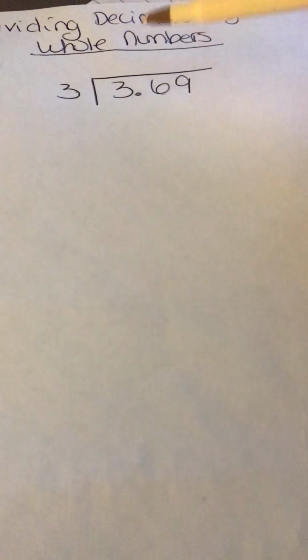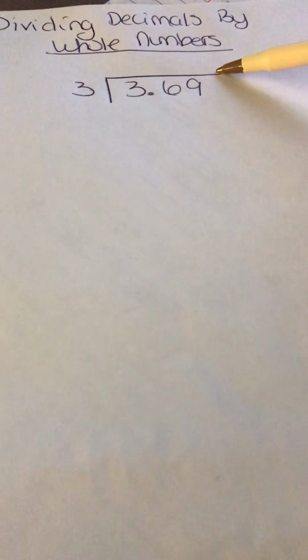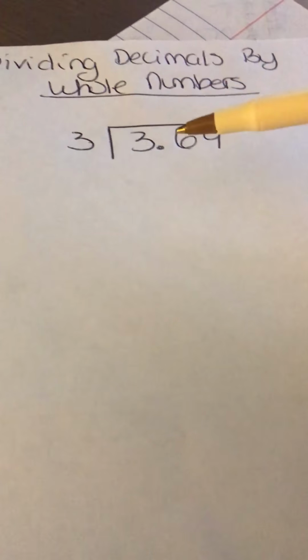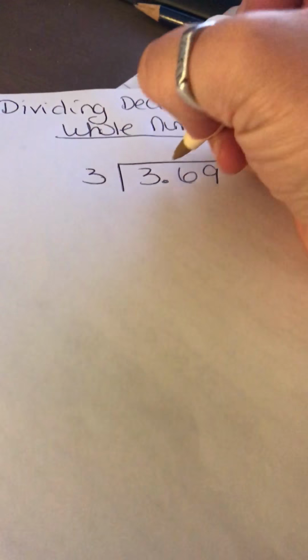The first thing is, your problem does need to be in this format with this fraction bar if it's not already. Go ahead and place it into that format. That's going to help you place the decimal point once you get your quotient. And you're actually going to just divide these as if they were whole numbers, as if this was 369 divided by 3. So we can say 3 goes into 3 once.